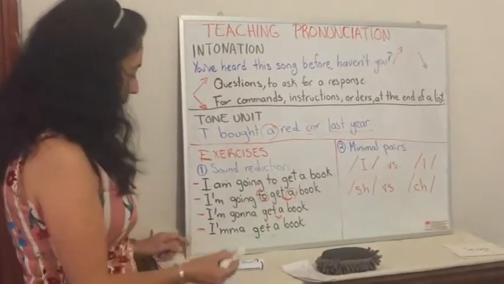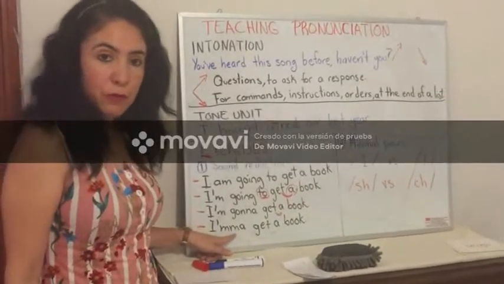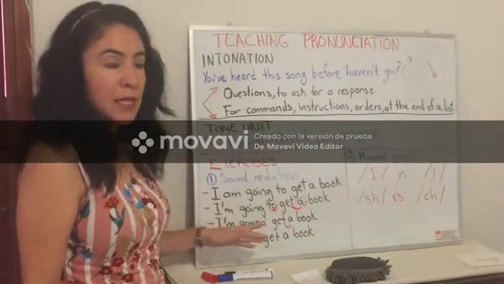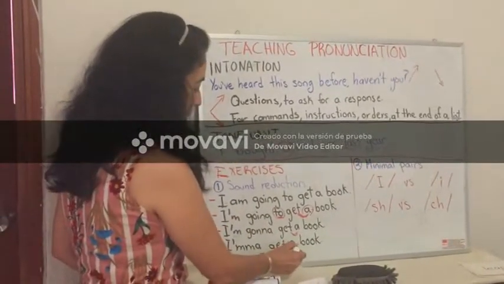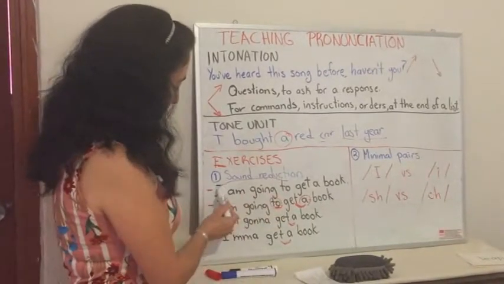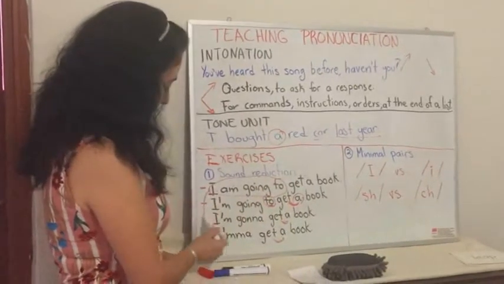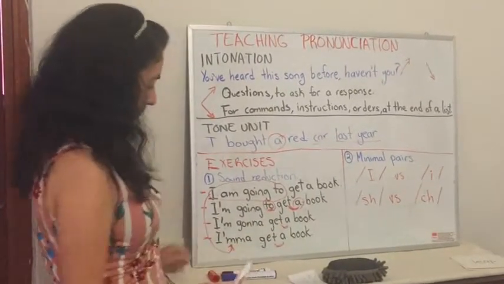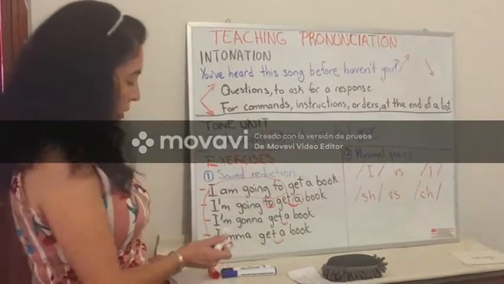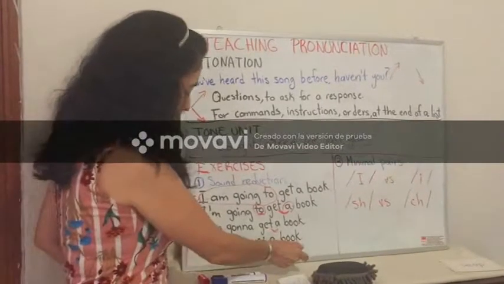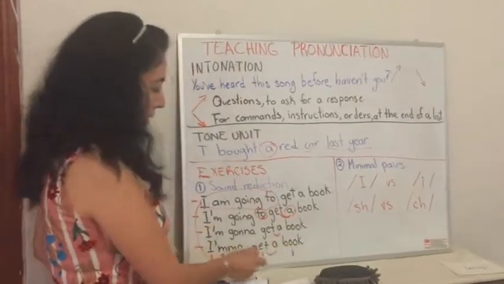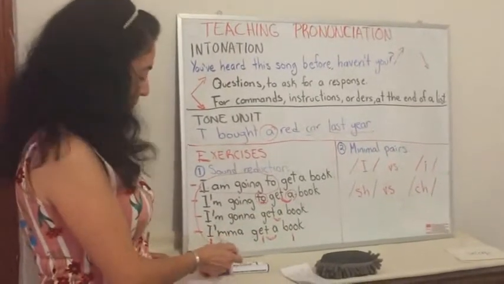Finally, I've got this, which is the most informal form, and it would be, I'm gonna get a book. So we have reduced all this expression. I am going to just I'm, and then get a book. So finally we end up with just 3 content words, which are the most important: I, get, and book. And we reduced all the rest. I'm gonna get a book.